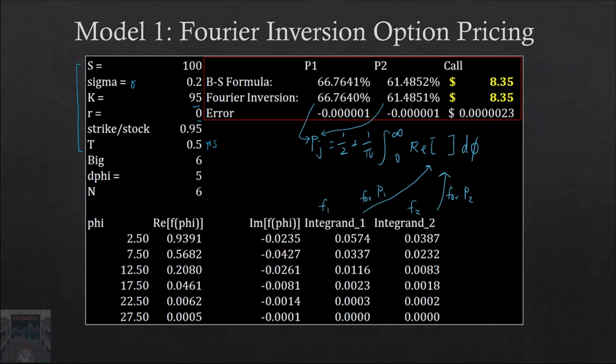And inside the red box, we can see some pricing results. As you can see, the call price derived from the Black-Scholes closed form solution is 8.35, and the Fourier inversion method tells us 8.35 as well. Now let's look at P1 and P2. We can clearly see that the discrepancy is extremely small. Overall, these pricing results look great. We have confirmed that the Fourier inversion method can give us accurate results.